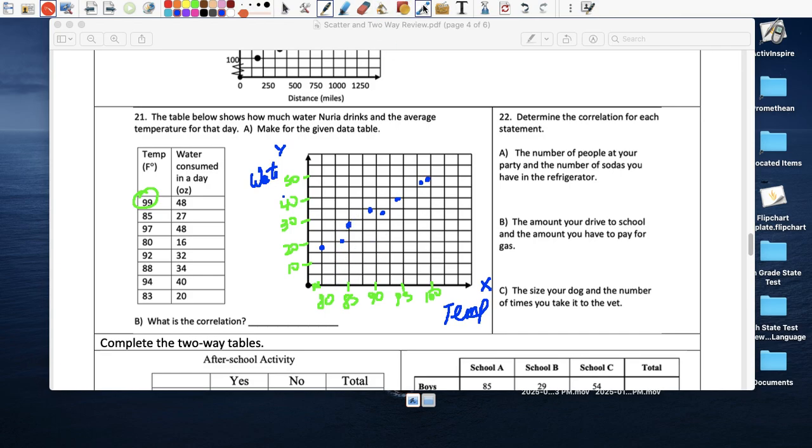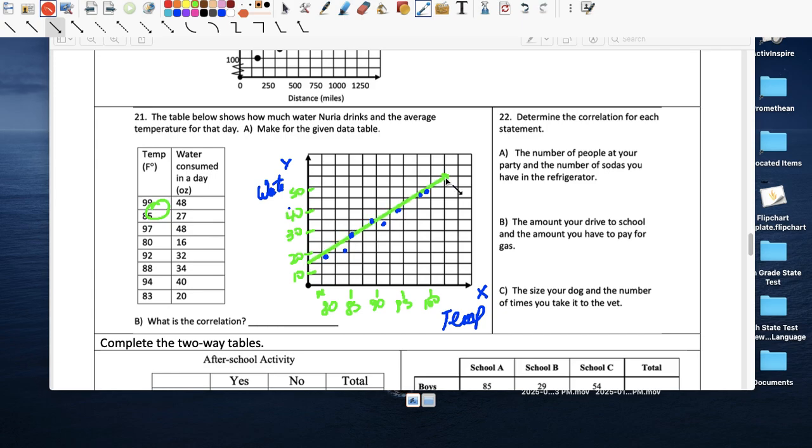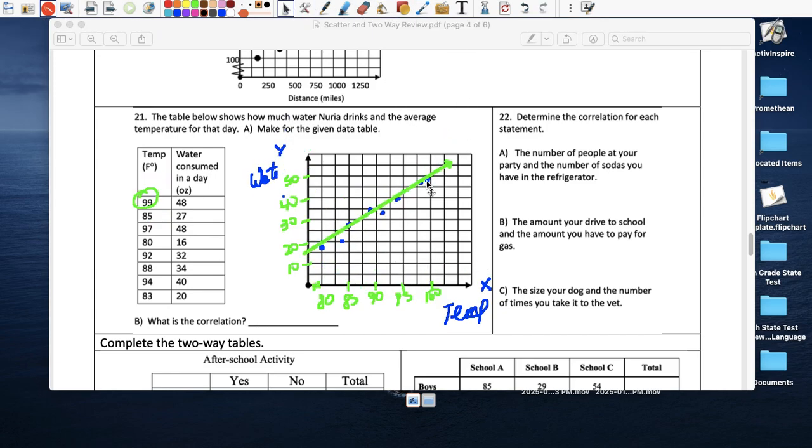So now you can clearly tell that this is a positive correlation, a strong positive, right? As the temperature goes up, our water consumption goes up. So you can call that a strong positive.